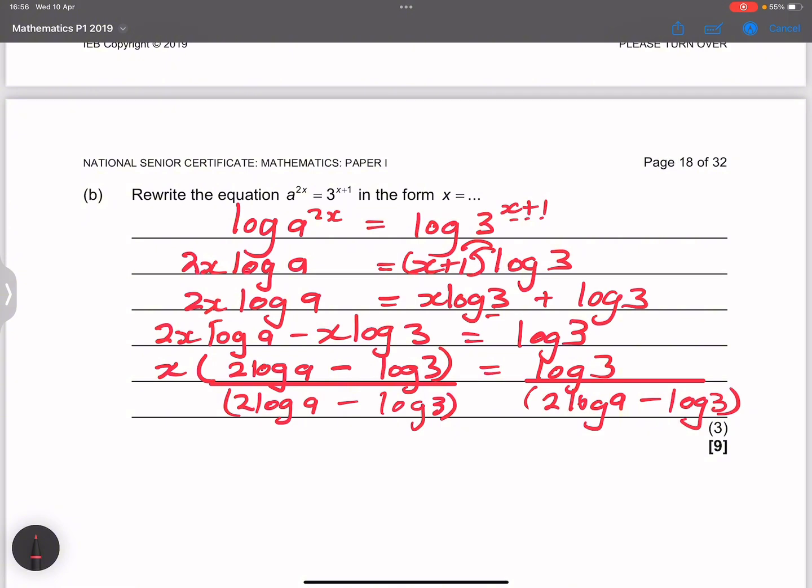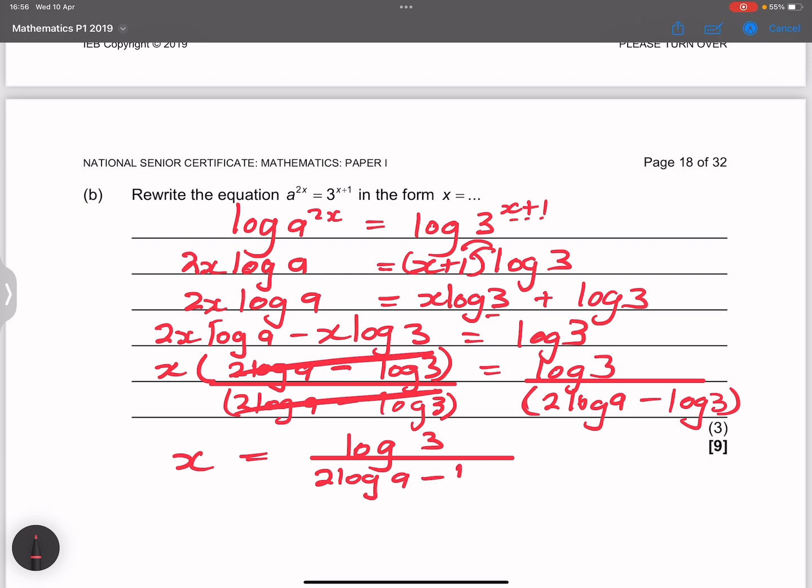So in this case, the factor cancels with that. So x would be equal to log 3 divided by 2 log a minus log of 3. And that is how I express the value of x. All right, and that is how this cookie crumbles. We would have earned ourselves 9 marks. All right, and I hope that you guys understand.